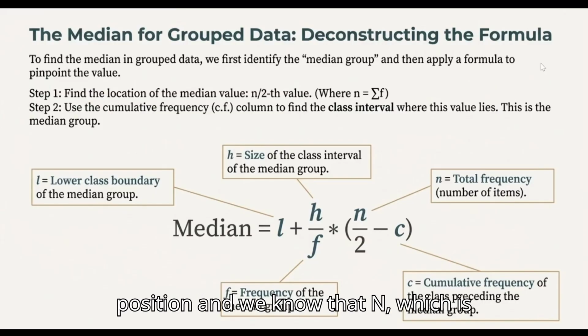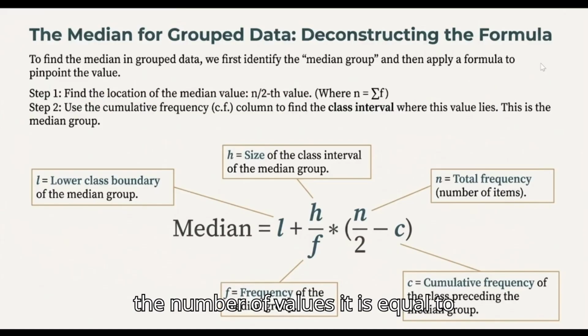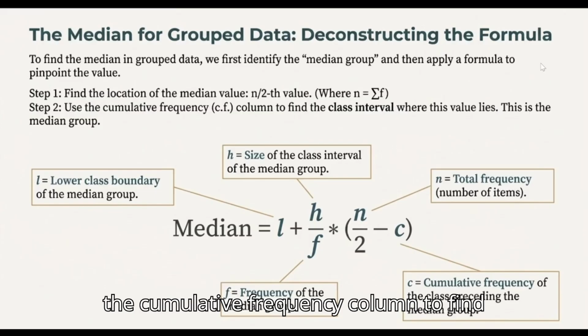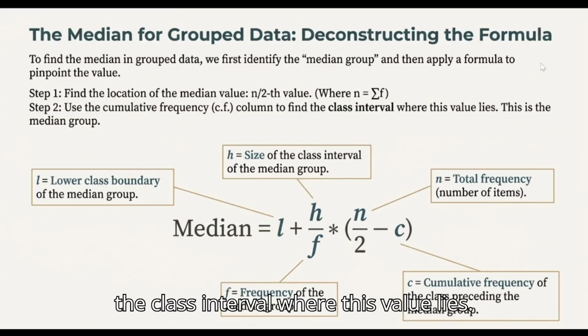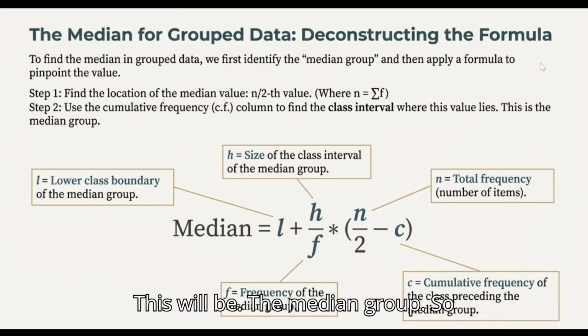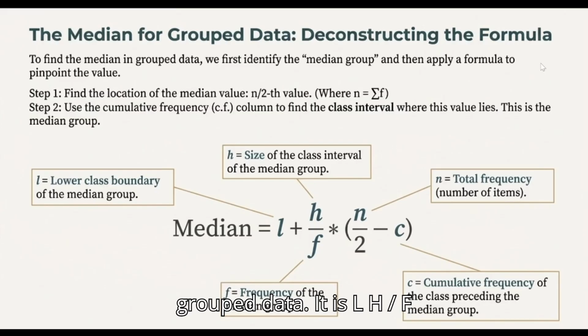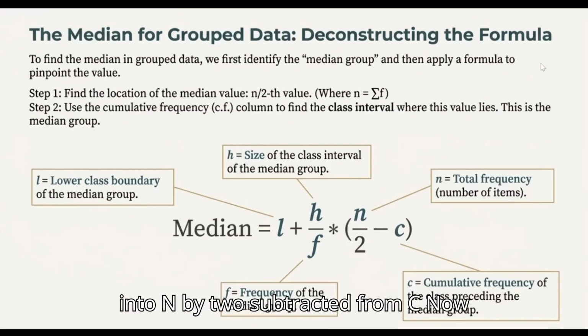And we know that n, which is the number of values, is equal to the summation of f, the sum of all frequencies. The second step is to use the cumulative frequency column to find the class interval where this value lies. This will be the median group. So this is our formula for finding the median of grouped data. It is L plus h over f into (n by 2 subtracted from C).